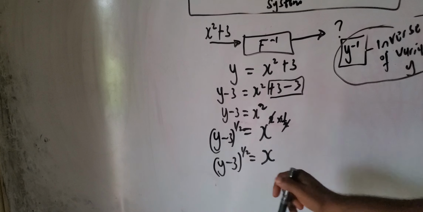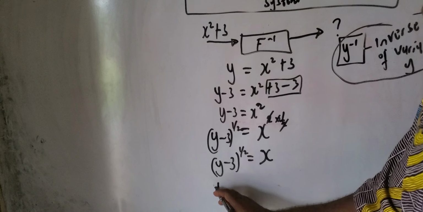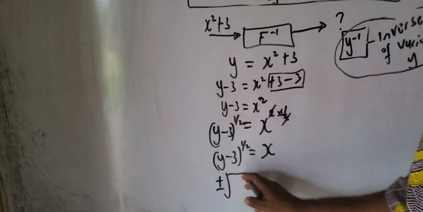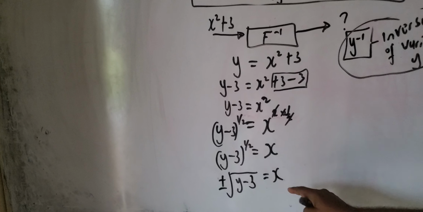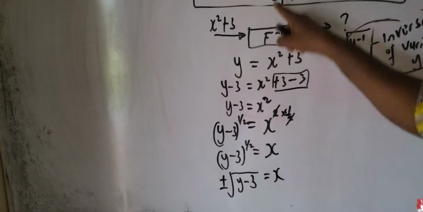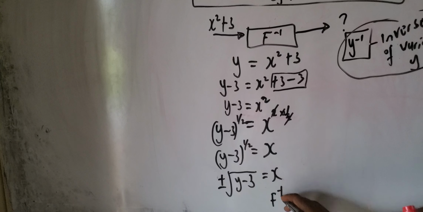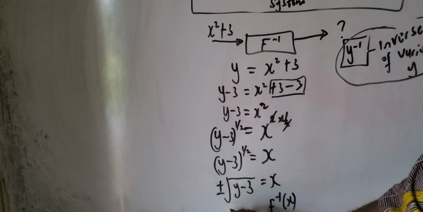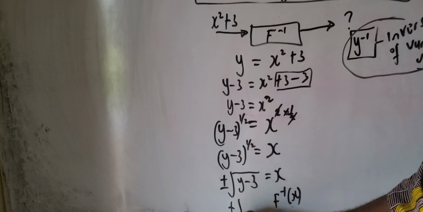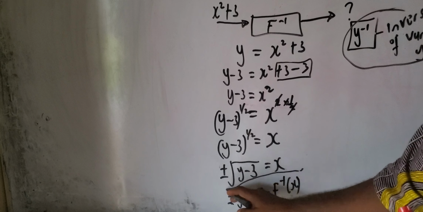But when you are taking square roots of an expression, you must write plus or minus. So I write it as square root of y minus 3 is equal to x. Now this x is the inverse of this operation, so I'll just write it as f inverse of x. So you replace the y back with x. So you now have plus or minus square root of x minus 3. So this is the inverse operation.